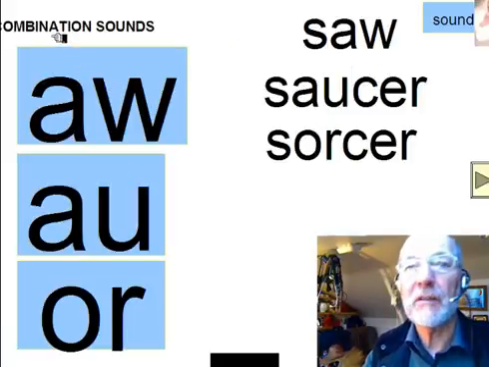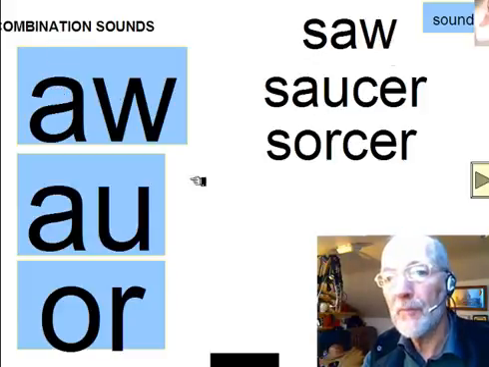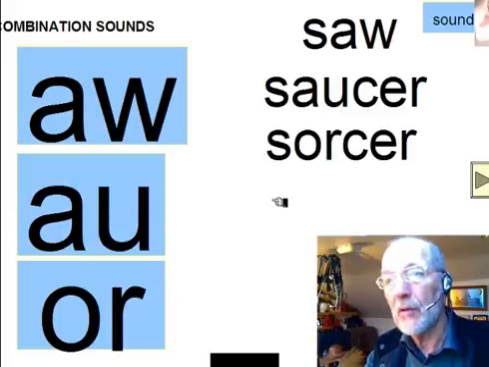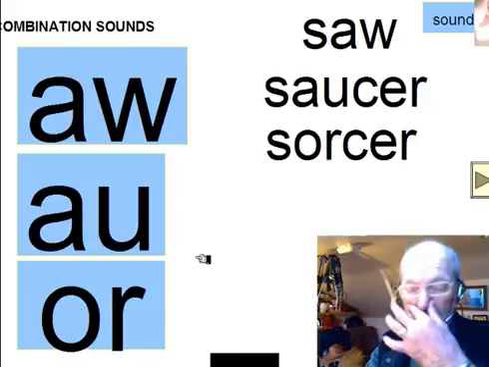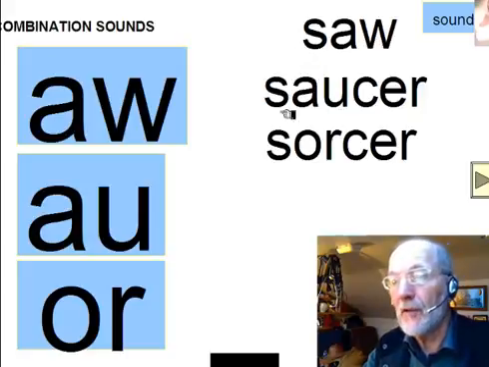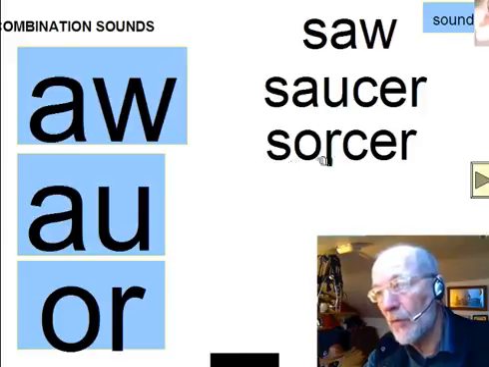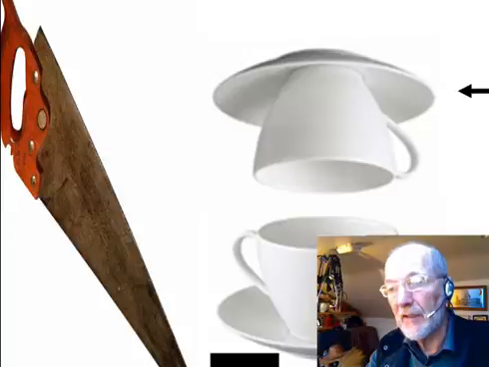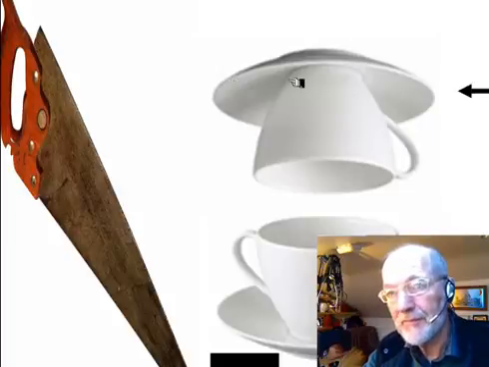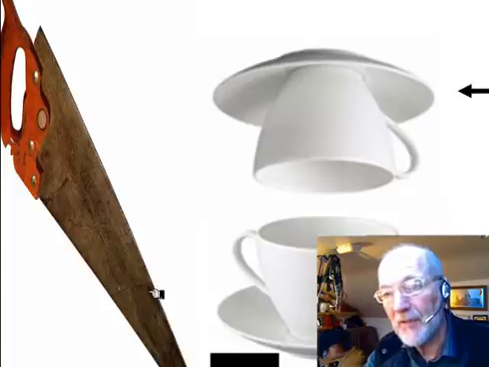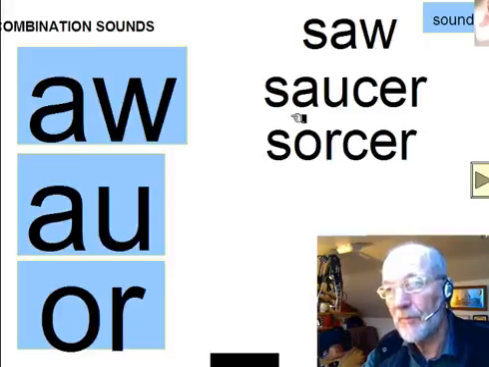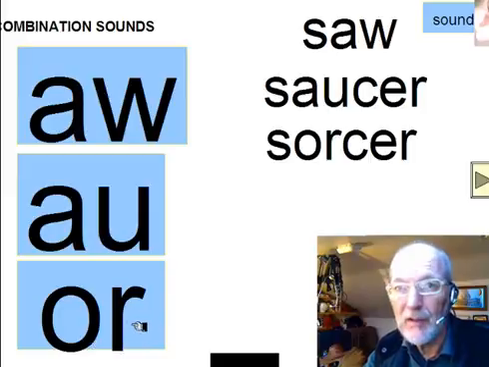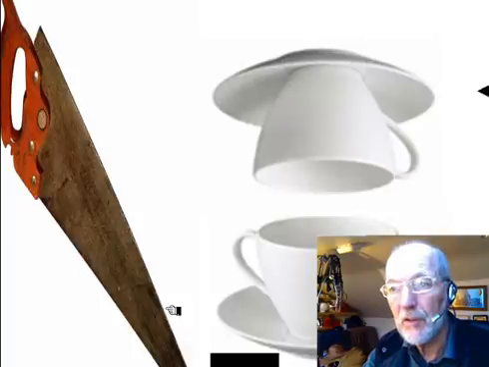Now let's have a look at some sound combinations. We've got AW, which is or. AU, which is or. And OR, which is or. So we've got saw, saucer, and you could say saucer, or you could just say the word or. You could have a saucer the right way up, or the wrong way up. This is a saw. S-A-W, saw. Saucer. Or. Three ways to make the sound or.